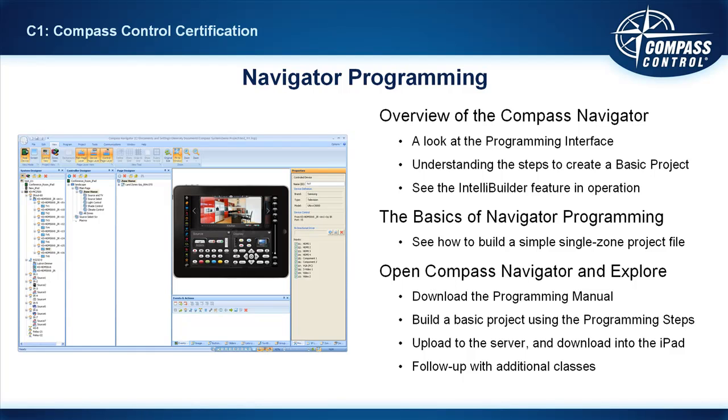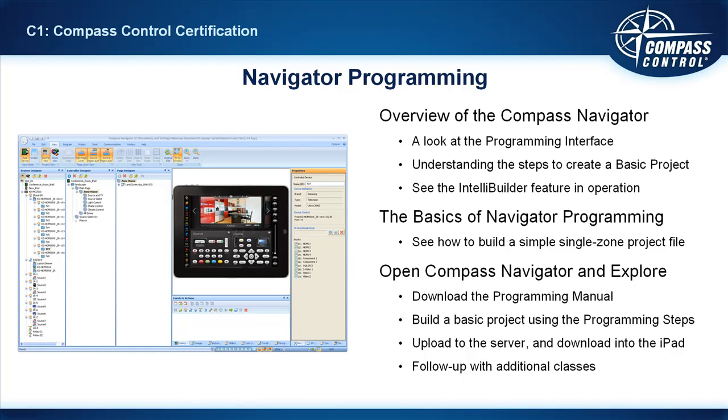So we're going to see how to build a basic system. We're not going to go too deep into this. That's for the C2 and C3 level classes. But we're going to go in and build a very simple single zone project file. After that, once you're certified, you can download the software. My recommendation is to download the programming manual and then build a basic project using the programming steps.